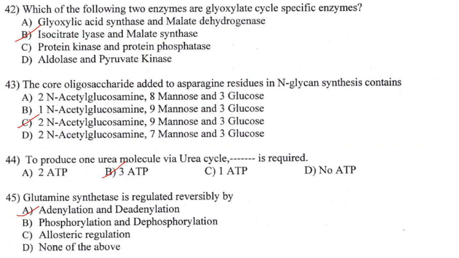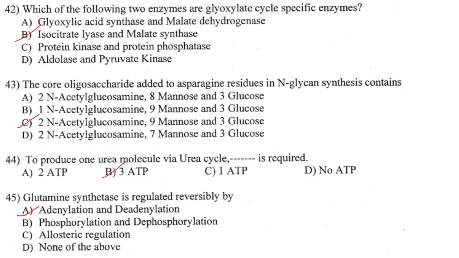Then next one. Which of the following two enzymes are glyoxylate cycle specific enzymes? So the answer here is option B, that is isocitrate lyase and malate synthase. Then next one. The core oligosaccharide added to asparagine residues in N-glycan synthesis contain. So it contains 2 N-acetyl glucosamine, 9 mannose and 3 glucose residues.